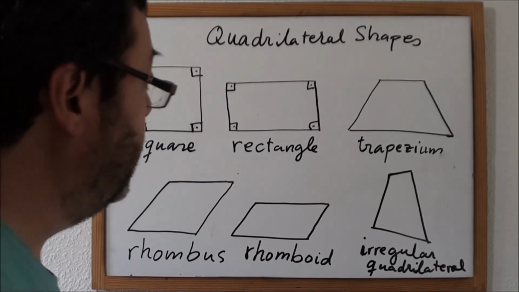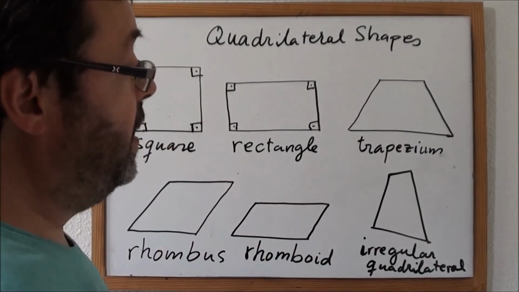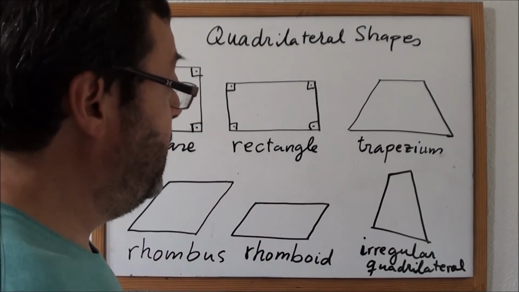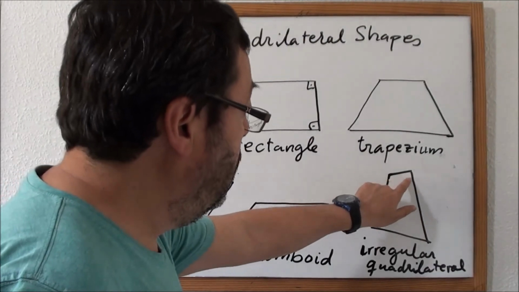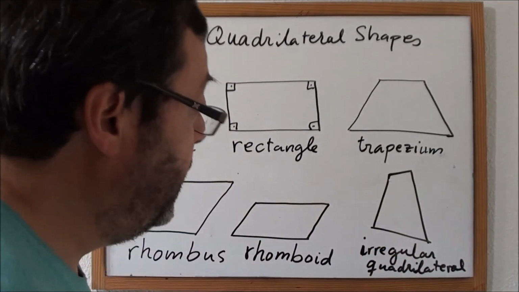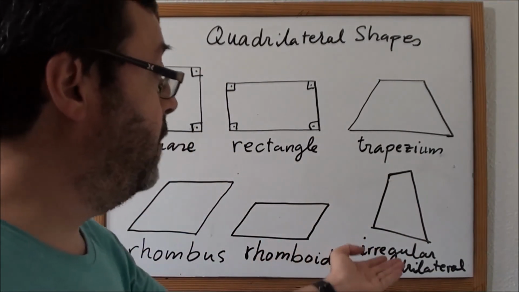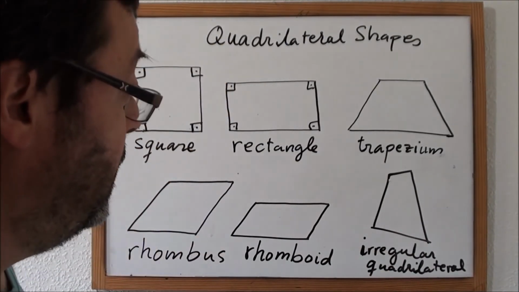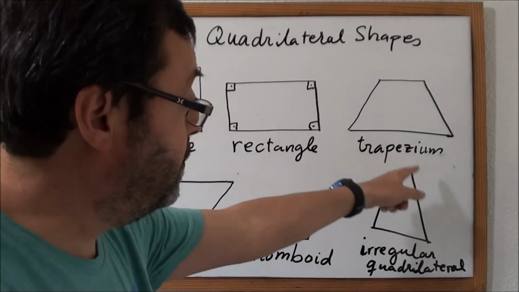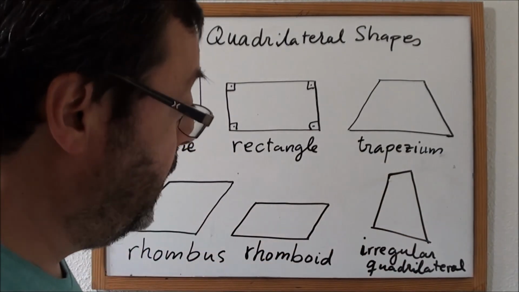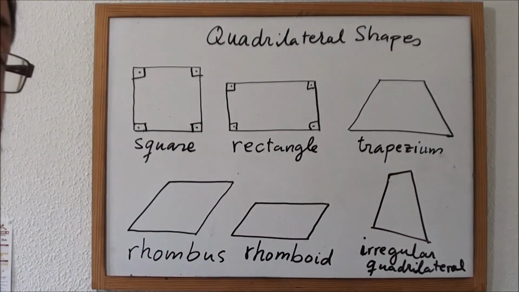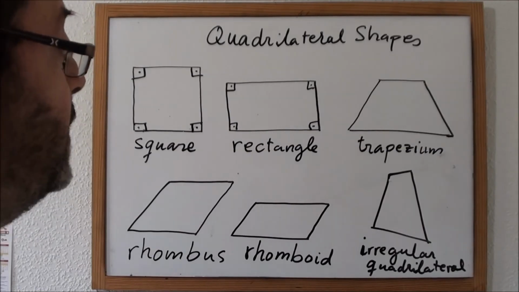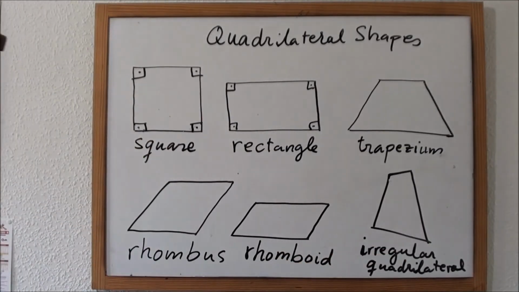And finally, if all the sides are different measurements, and all the angles are different, then what we have is an irregular quadrilateral. Okay? Well, I've heard that in some places they call this a trapezoid. Okay? But I rather call that irregular quadrilateral. Okay?